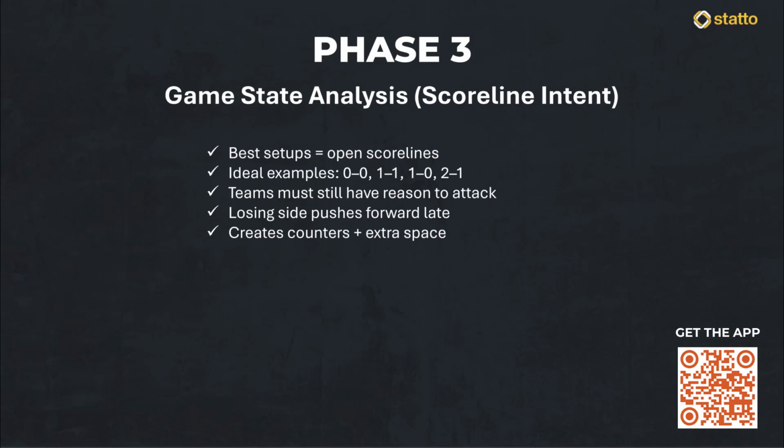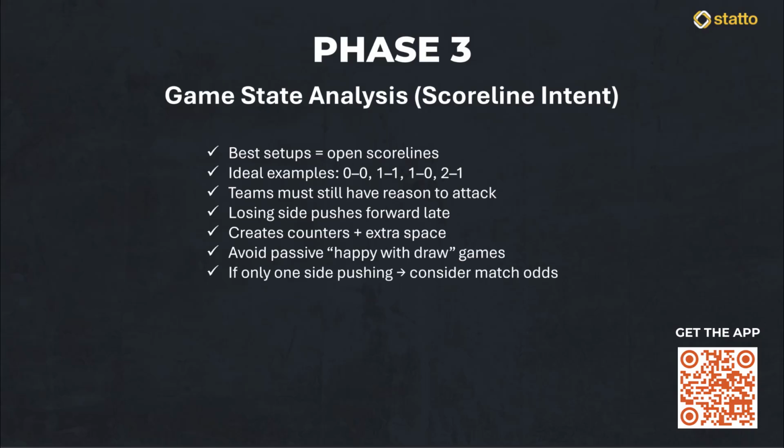On the other hand, you need to be careful with matches where the intensity drops. If it's 1-1 and both teams look happy to settle, sitting deeper, slowing the game down, then the probability of another goal drops significantly. And this is where you need to make a decision. If only one team is pushing for a winner, you might be better off backing that team in the match odds market instead of going for another goal. So this phase is really about reading the intent of the game.